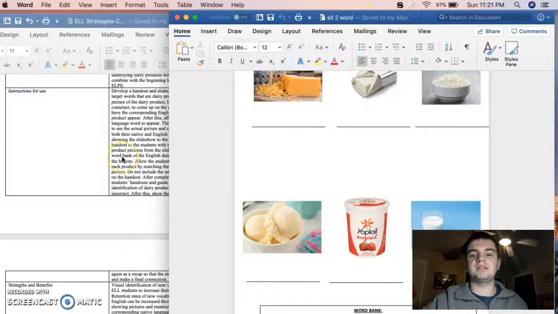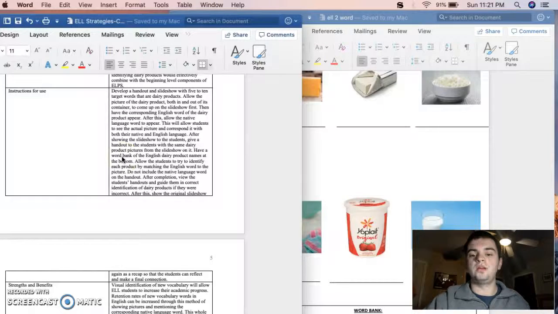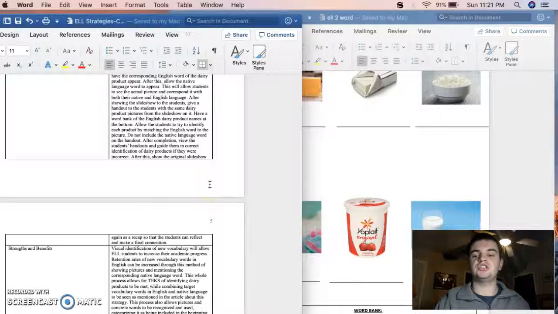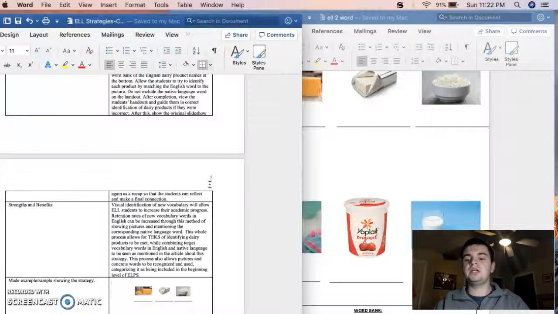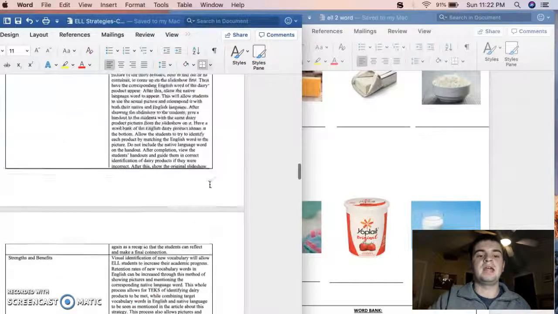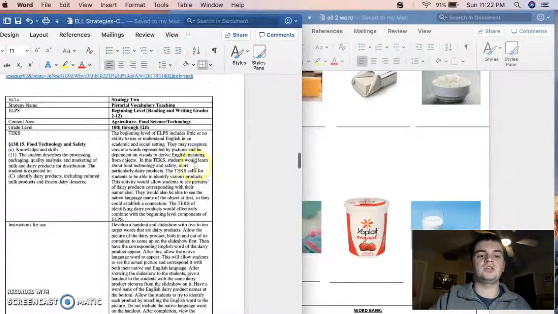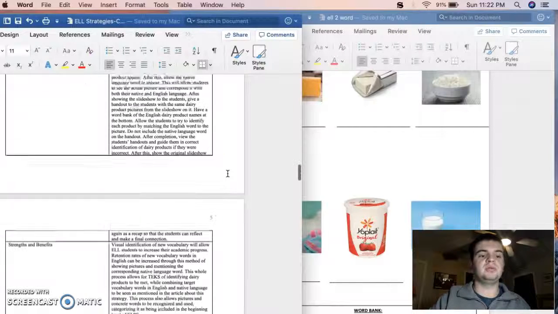And they would do this without seeing the PowerPoint you just showed them. But then once they're done doing this worksheet, you would go over it with them, and you could pull back up the original slideshow so they could reflect on the picture and the native word or Spanish word, so that they could connect the English word to the actual picture or concrete object and learn it better. And this seems elementary, but in the article I found, this pictorial vocabulary strategy is actually used for even adult ESL classes. And for this, the TEKS match the 10th through 12th grade level, but it would also match the beginning level of the ELPS, so this strategy would be useful.